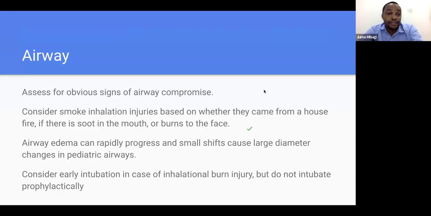So airway, usually assess for obvious signs of airway compromise, and consider smoke inhalation injuries based on whether they come from a house fire.